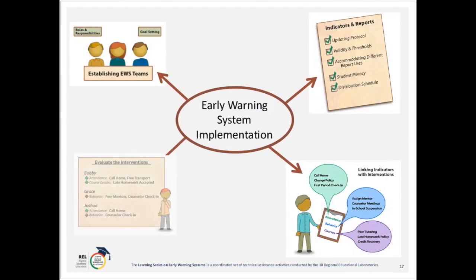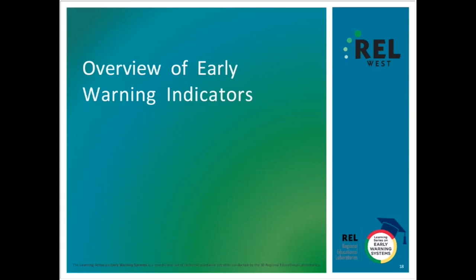And so these are conceptual components of an early warning system, and it includes establishing teams, determining your indicators, or this predictive data that we're really going to focus on today, and then the reports that you can use, really user-friendly reports to examine that data, then linking those indicators and data with interventions that you decide would best serve your students, and then over time evaluating how those interventions are working.